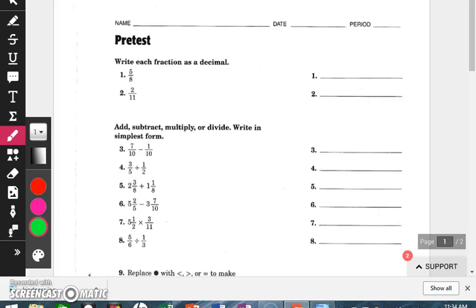Hey guys, chapter two with fractions. We'll talk about how to show a fraction as a decimal. We'll also talk about adding and subtracting fractions using like terms, making sure the denominator is the same. Also, we'll talk about what we need to do when we divide a fraction and multiply a fraction.